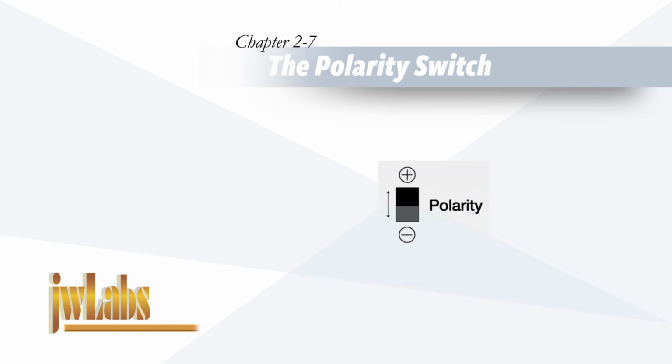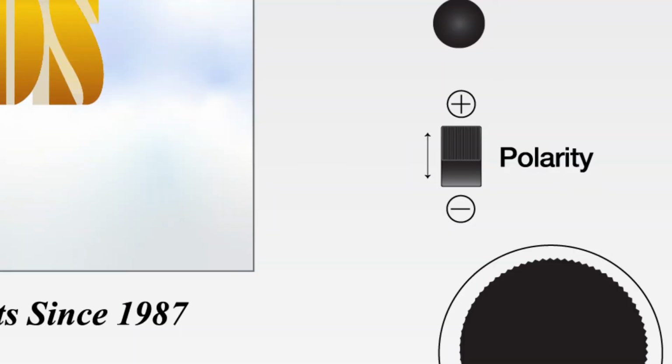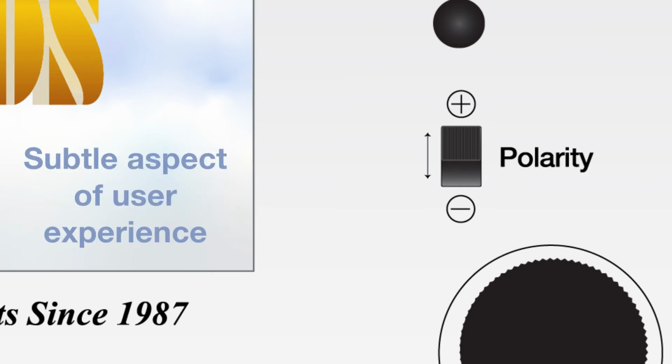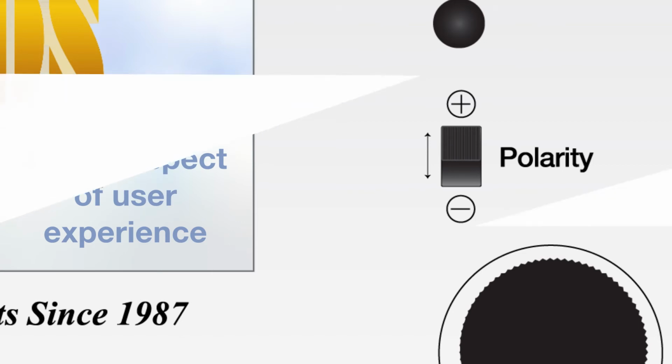The polarity switch. Flipping this switch will change the polarity of the red electrode wire from positive to negative. The default setting is positive. This changes the direction of the electron flow and refers to a subtle aspect of the user's experience.